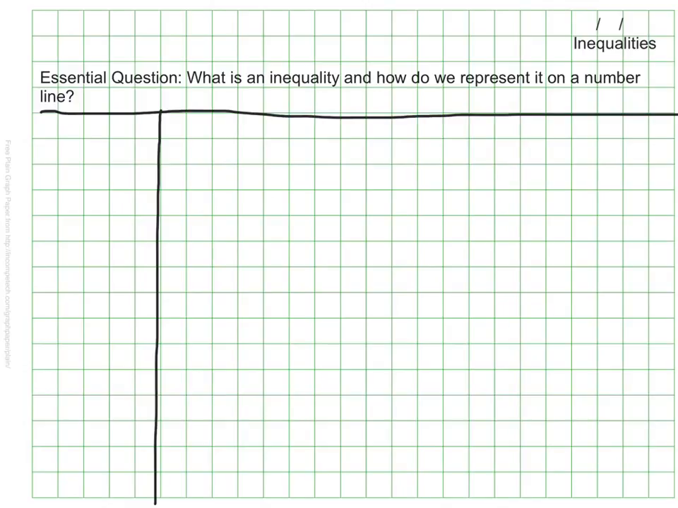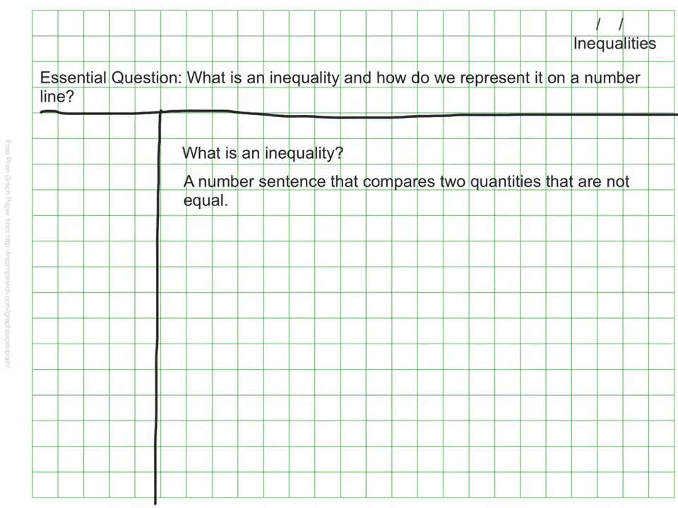So first off, what is an inequality? An inequality is kind of like a number sentence. It compares two quantities, two values, that are not equal, right? So there's no equal sign in here. In fact, to write an inequality, we need 4 symbols. We're going to make a quick chart in our journals that shows these 4 symbols and what they represent.